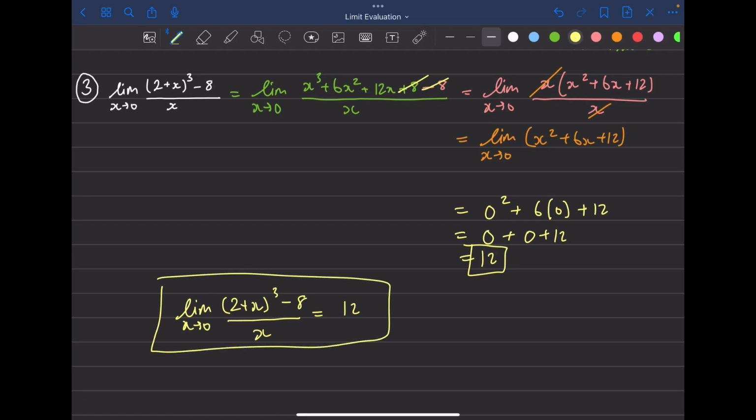Once again, you don't have to write this last step, but I just write it to be neat. But yeah, so once again, quick recap. We noticed that we need to expand the cubed, so we did that. And then we simplified something here. That was kind of coincidence.